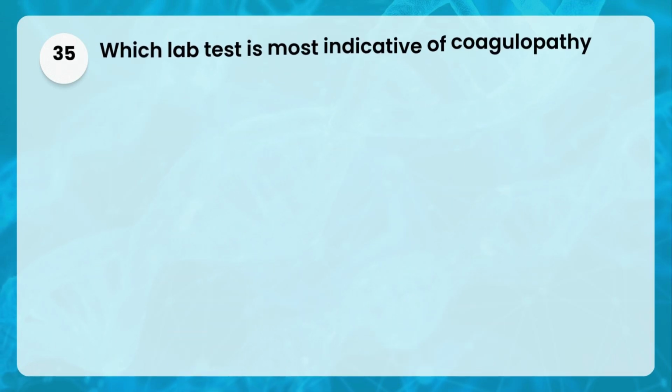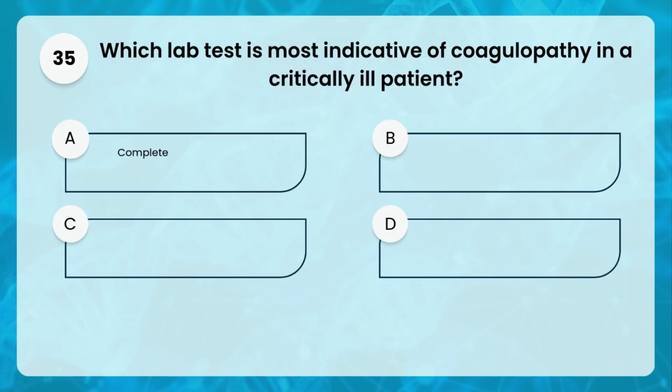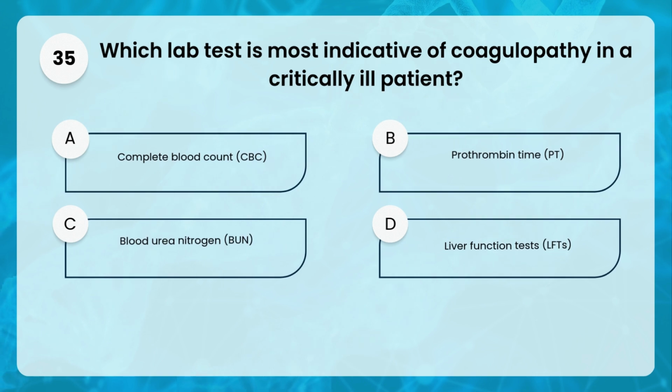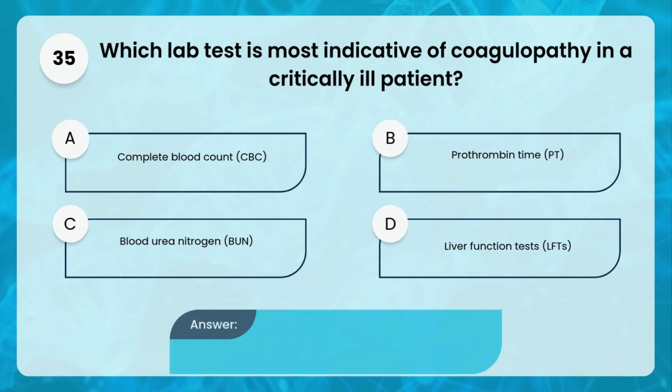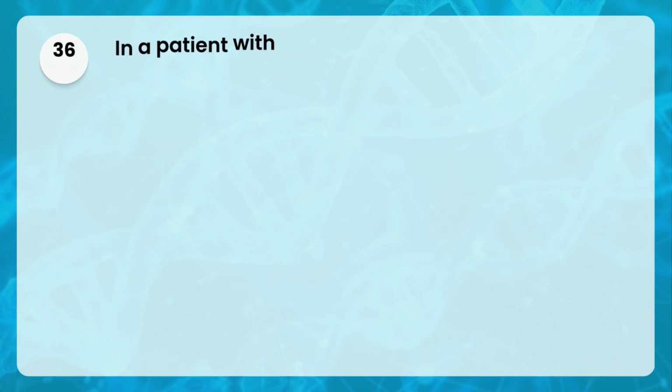Number 35. Which lab test is most indicative of coagulopathy in a critically ill patient? A. Complete blood count, CBC. B. Prothrombin time, PT. C. Blood urea nitrogen, BUN. Or D. Liver function tests, LFTs. The answer is B. Prothrombin time, PT.